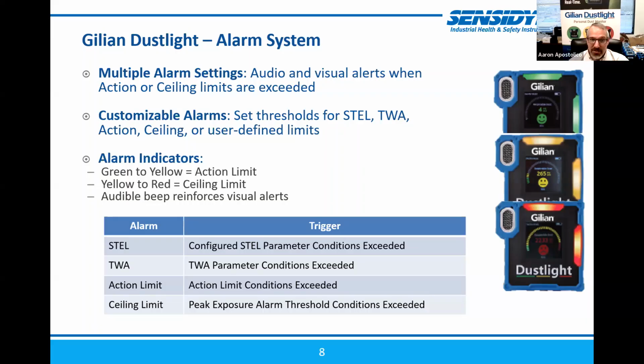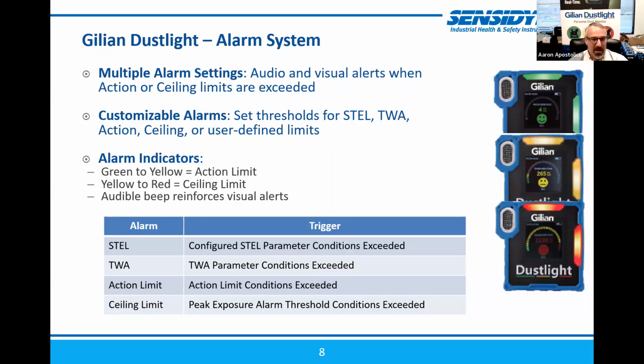You can set an action limit if you want, or a ceiling limit, or other user-defined limits, depending on your company and if you have internal thresholds, or if you want to, let's just say, buffer below the ACGIH TLV or the OSHA permissible exposure limit. It allows you to configure this manually.